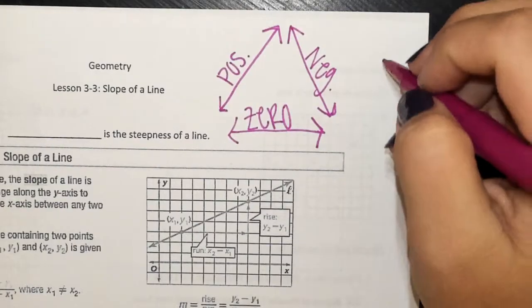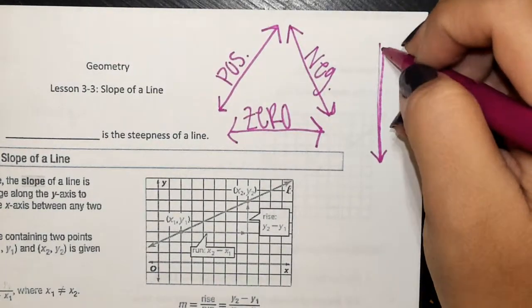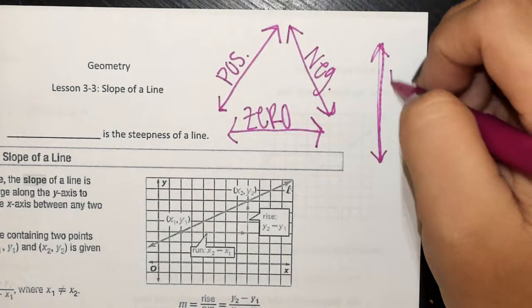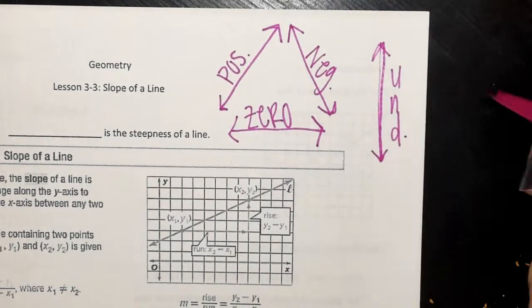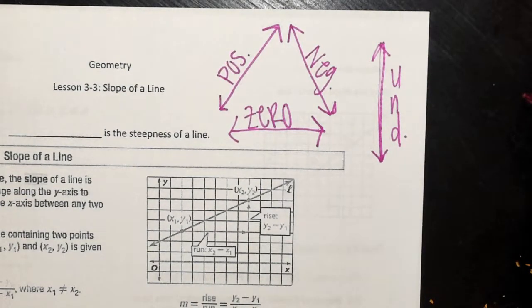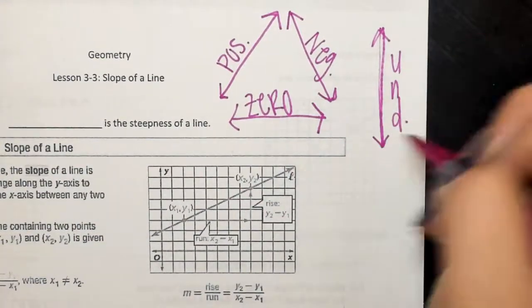Okay, and then you have one more, and it's straight up and down, and it is undefined. Now, we need to talk about what undefined and 0, the difference between them.